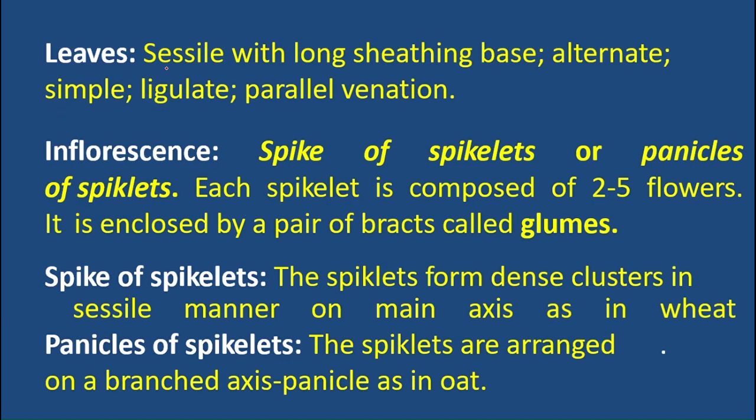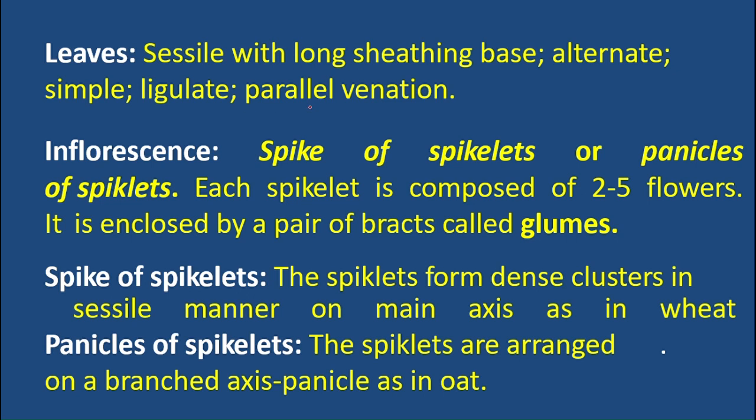What about leaves? Whether the stalk of the leaf is present or absent? Absent, sessile with a long sheathing leaf base. Try to remember sugarcane. In the sugarcane plant, the leaf does not have a petiole, so it is sessile. The mode of arrangement is alternate. Only one leaf is attached at each node. The leaves are simple, with a ligule, a small tongue-like structure, called ligulate.